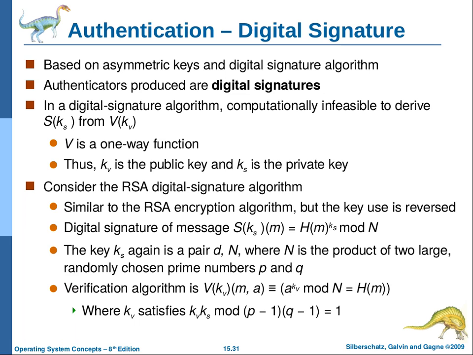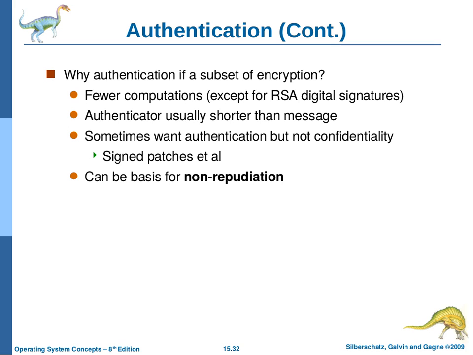Okay, digital signatures. So this is an asymmetric key scheme. We're going back to our public-private key infrastructure, and it's a way for a user to sign a message to make sure that the message actually came from someone. In a digital signature algorithm, it is not computationally feasible to derive the secret key from the verification key. The key V is public and key S is private. S means secret.